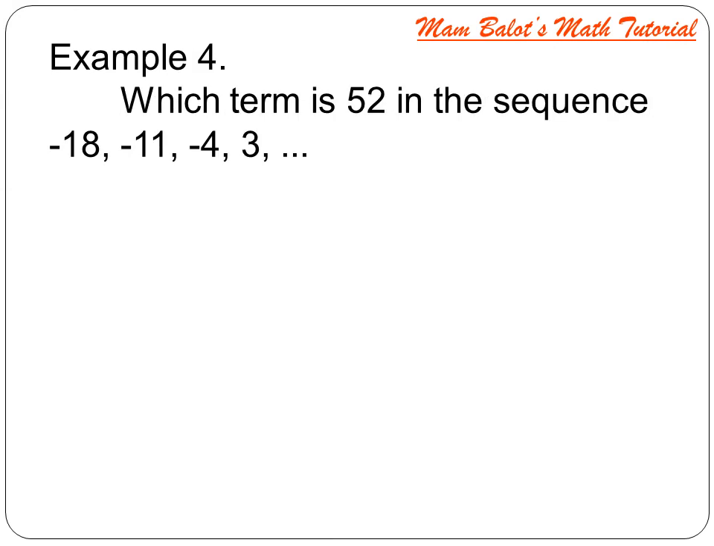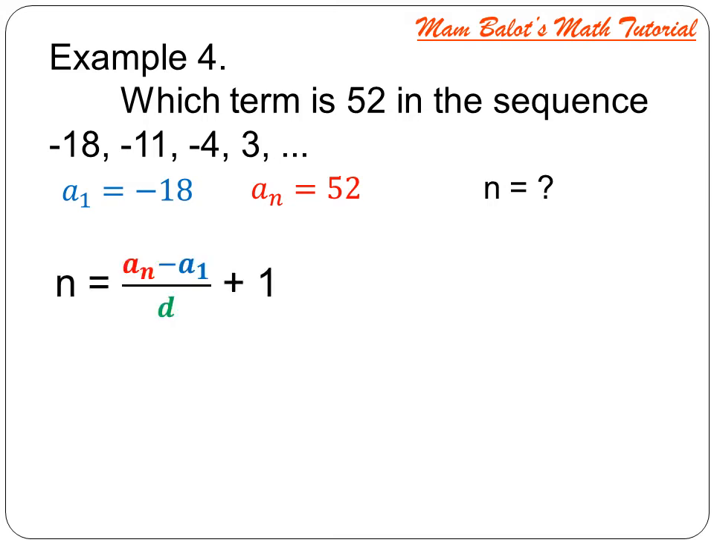Example number 4. Which term is 52 in the sequence negative 18, negative 11, negative 4, 3, and so on? In this sequence, we know that the first term is negative 18, the nth term is 52, but we don't know what n is. So, we will now use the formula for n that we had derived before, which is n is equal to a sub n minus a sub 1 over d plus 1. So, we know here that our d is 7, since adding 7 to the terms given will give us the next term.